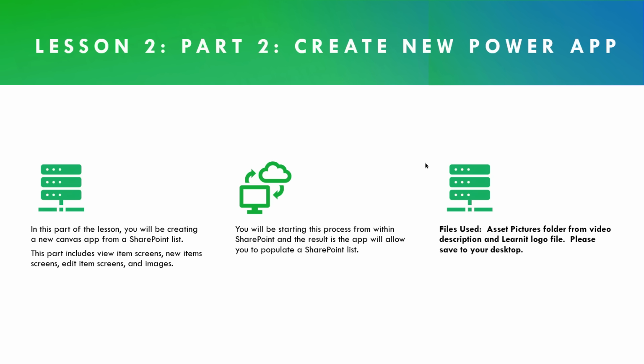So the files that we're going to be using that are in the video description, there's an Asset Pictures folder and a Learn It logo file. If you could please get those files, that folder and that file, and save them to your desktop. And then navigate to your SharePoint and make sure you're in a directory that will allow you to create a list.